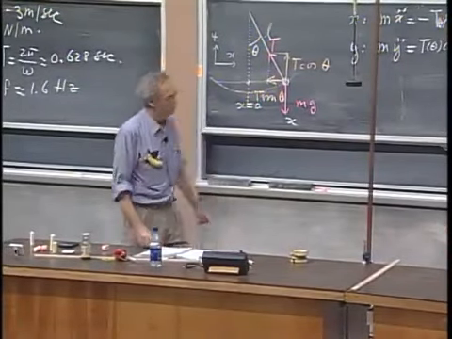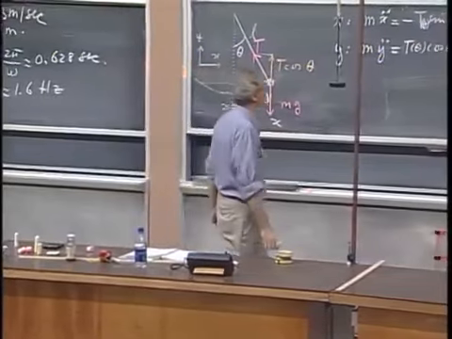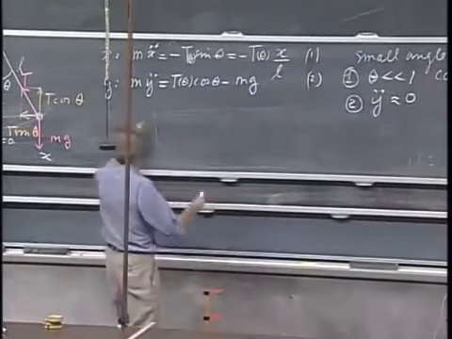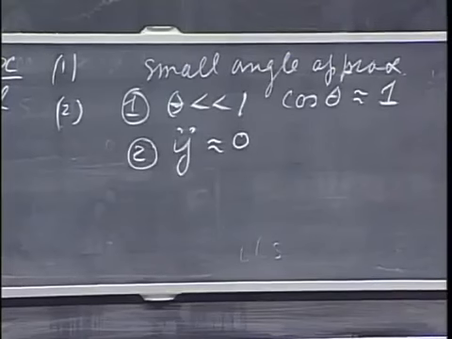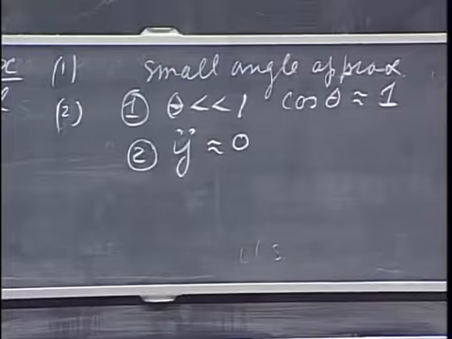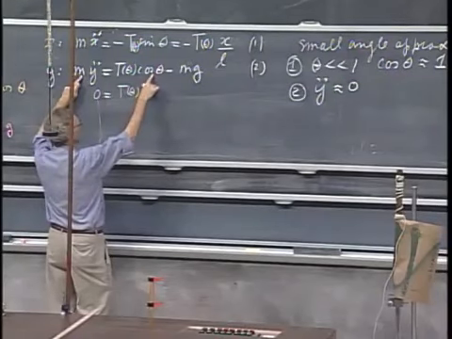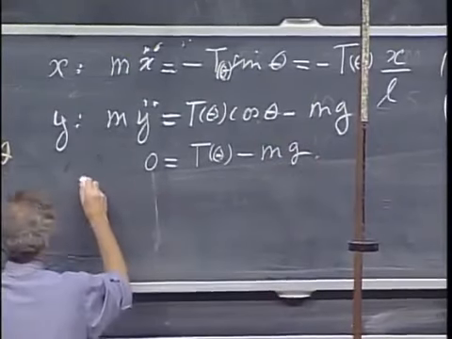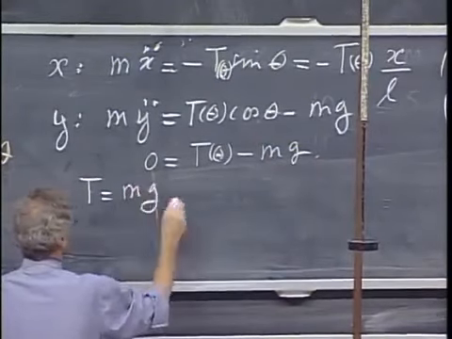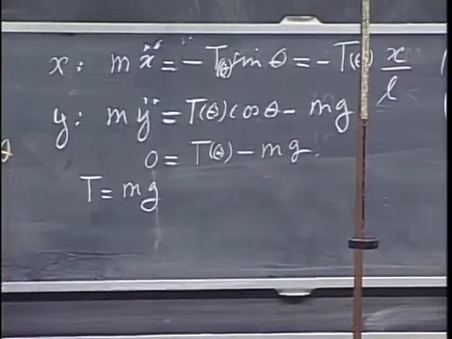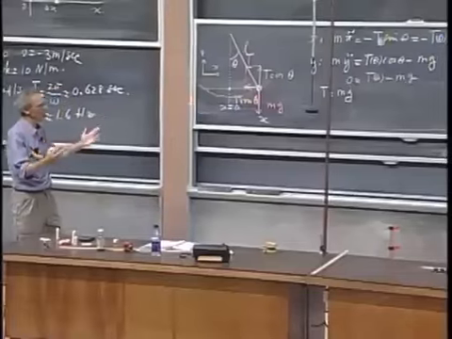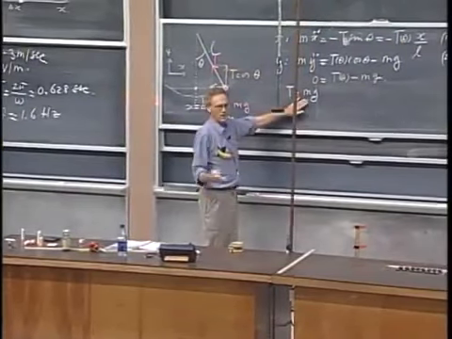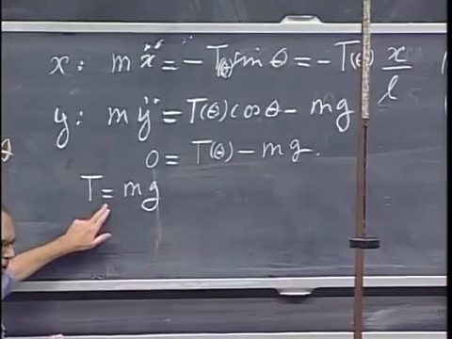With these two conclusions, which follow from the small angle approximation, I go back to my equation number 2. And I find that 0 equals T, which could be a function of theta, times the cosine of theta, which is 1, minus mg. So I find that T equals mg. Notice it's no longer even a function of theta. So in my small angle approximation, I can make T the same as mg. It's approximately, but I still put an equal sign there.